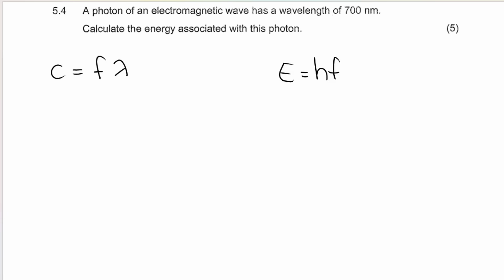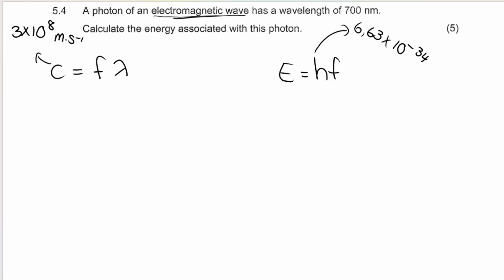But C is the speed of light, which is a constant. It's 3 times 10 to the power of 8, and it will always be that for all types of electromagnetic radiation. So you see here, they say a photon of an electromagnetic wave. That means it has that speed immediately. So instead of using V equals F lambda, or F times wavelength, they're using C. Because it's a constant, it'll always be that value. And H is also a constant. It's 6,63 times 10 to the negative 34, and it'll always be that value.